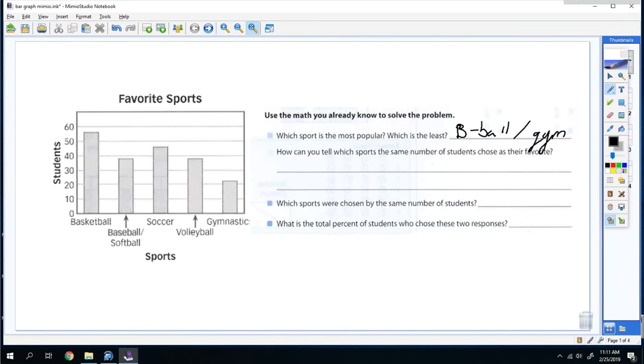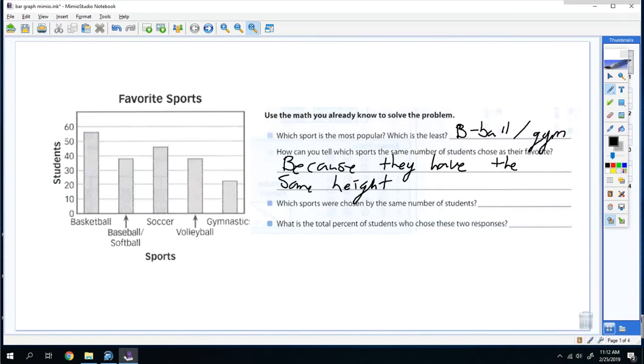How can you tell which sport has the same number of students chose as their favorite? It would be baseball and volleyball because they have the same height. Which sport was chosen? Well, we already said it's baseball and volleyball. So it says, what's the total percent of students who chose these two responses?